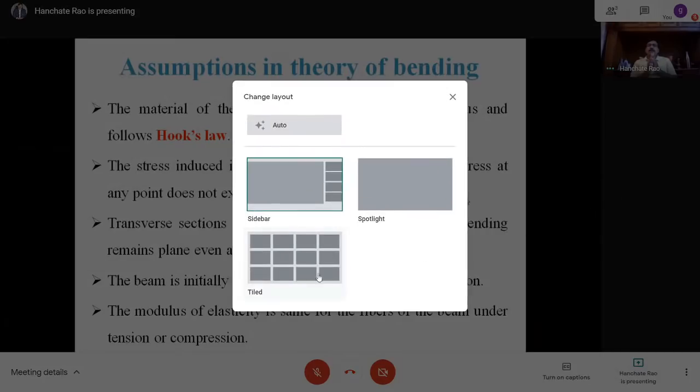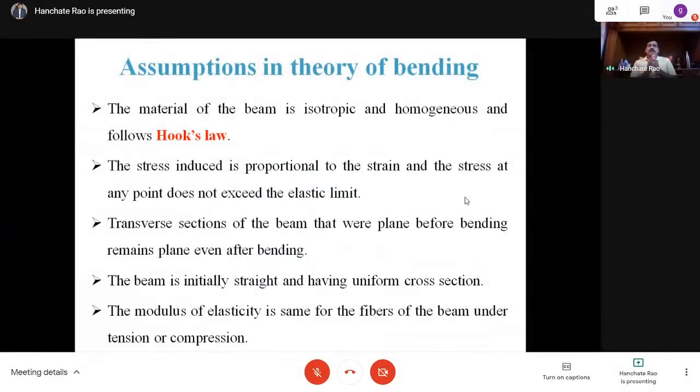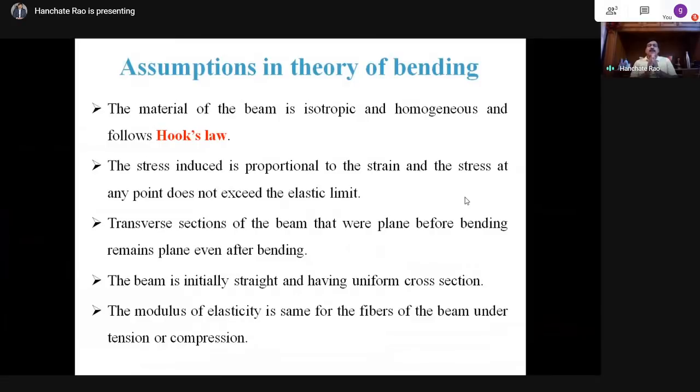What is Hooke's law? Hooke's law says that within the elastic limit, the stress is proportional to strain, or the stress by strain is constant. That is Young's modulus. The linear stress by linear strain is Young's modulus, which is constant. This is the assumption we are making in the simple theory of bending. So this is the first assumption. Because of this assumption, the material becomes isotropic, so it has similar properties in all directions, and it is a single material with homogeneous properties. That is why we are able to tackle the analysis very easily. This is the effect of this assumption.